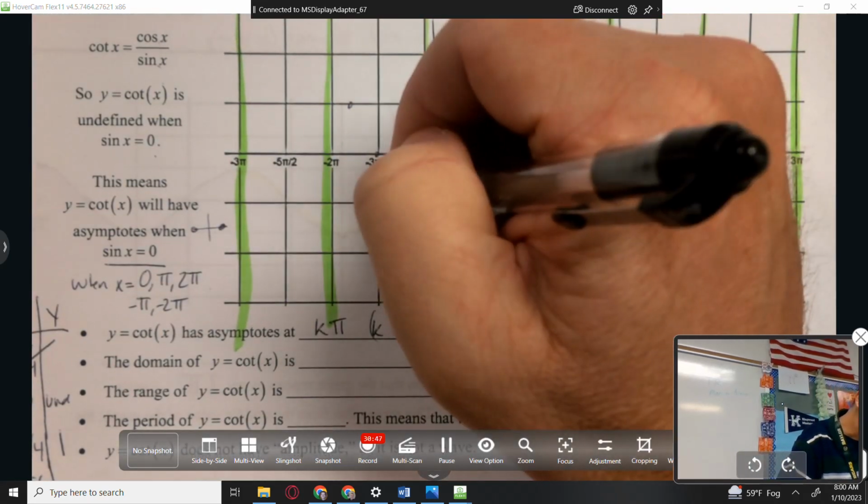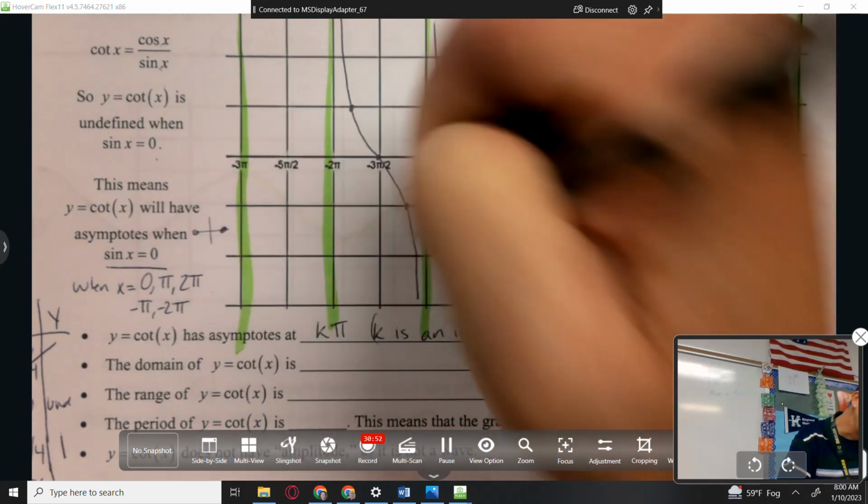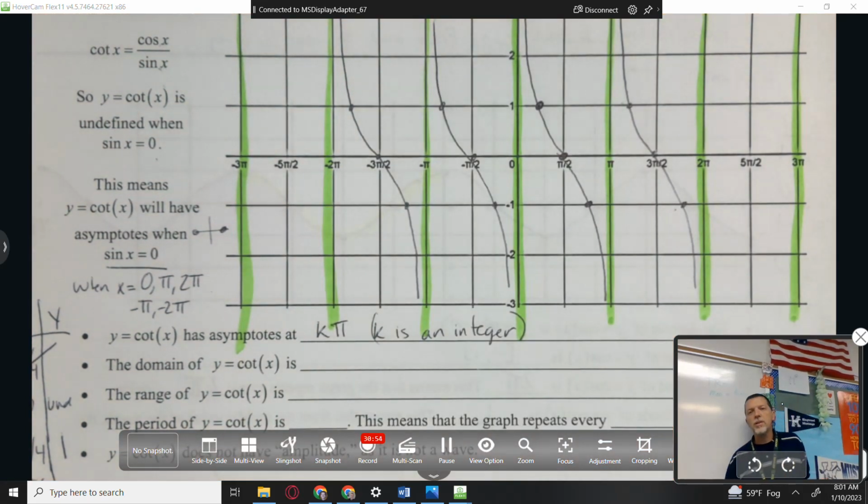But later we'll start messing with things and stretching them and moving them. But for now, this is the parent function day. We're learning all the parent functions.